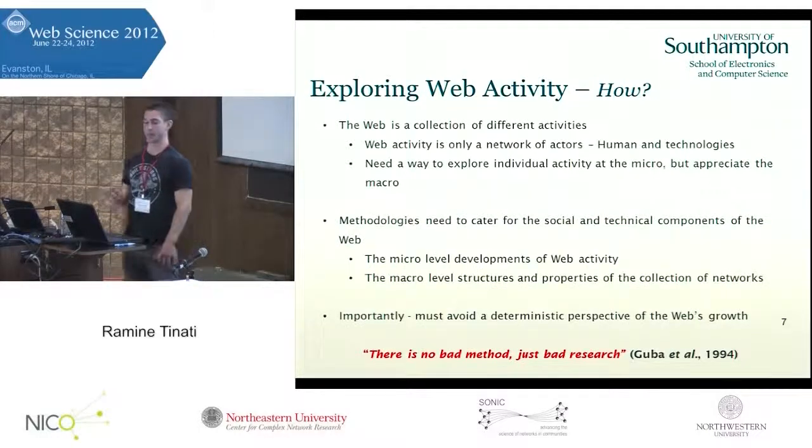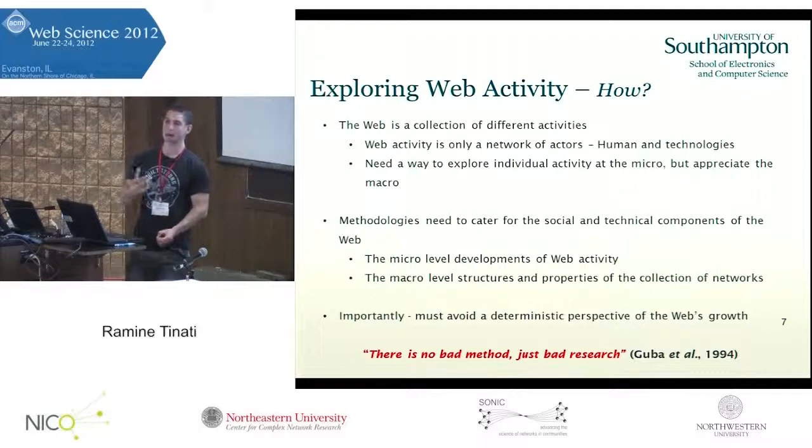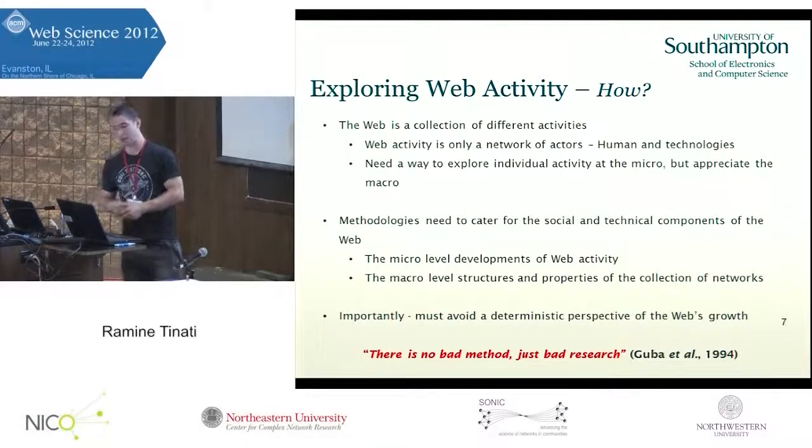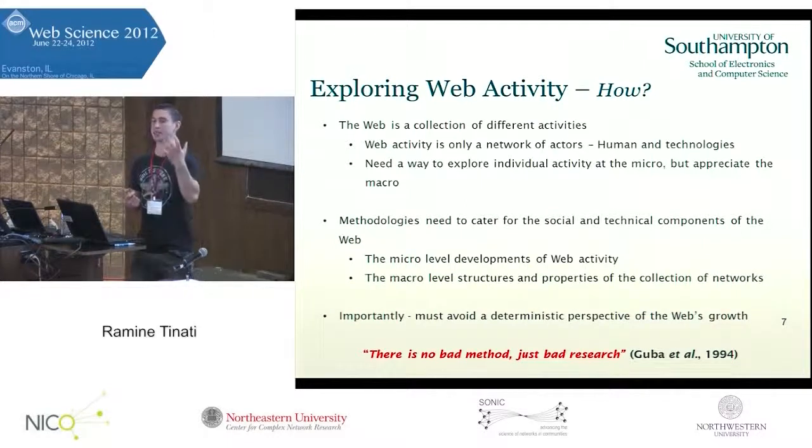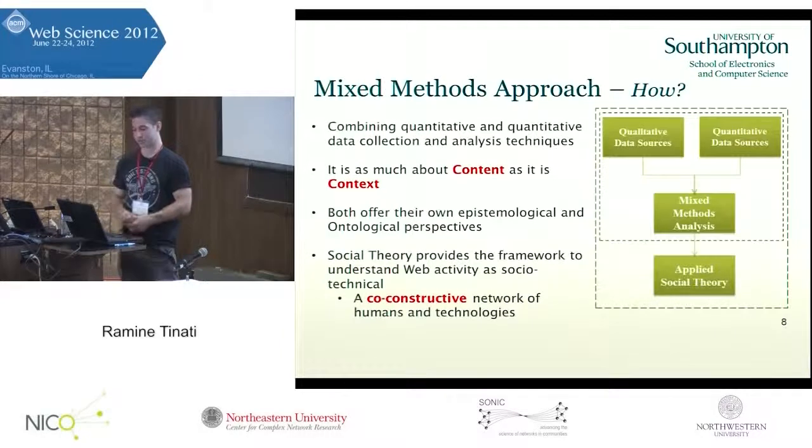So if we take this understanding, how can we go forward and explore web activity? Well, if the web is a collection of these different activities, we need something that can understand the micro, the small scale, what's going on, and also the macro, and how we can explore both of these together, but by avoiding a deterministic perspective of the web, without suggesting that the technology is driving it or the social is driving it. And as the Google quote says, there's no bad method, just bad research.